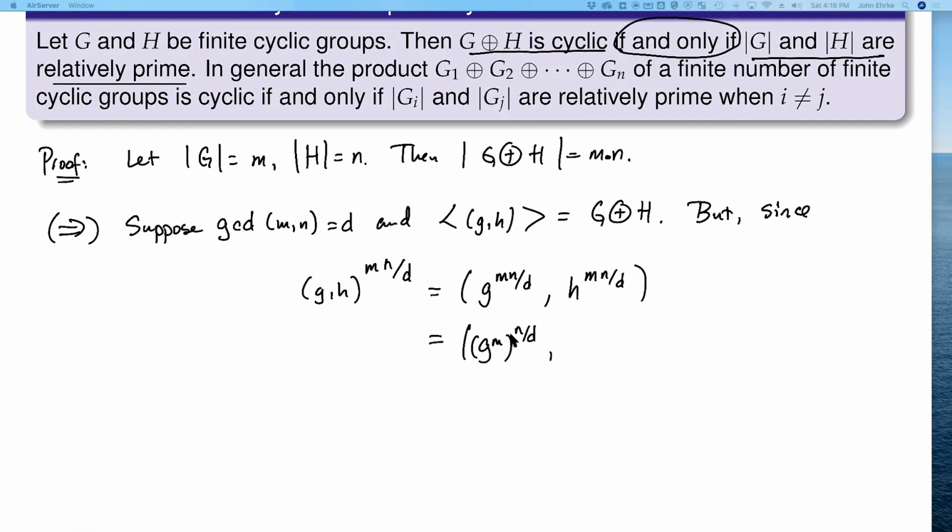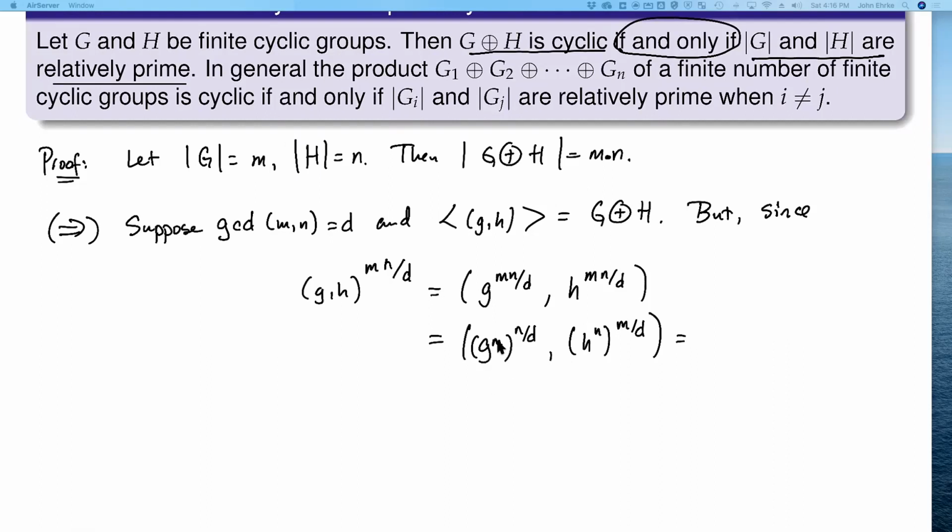N divided by D is an integer power because D is a divisor of N by definition here. And you can have H to the N of M divided by D. What you're getting from that is we assumed that the order of H is N and the order of G is M, and G and H are finite cyclic groups. So the order of G is what's generating the group G, so G would have order M.